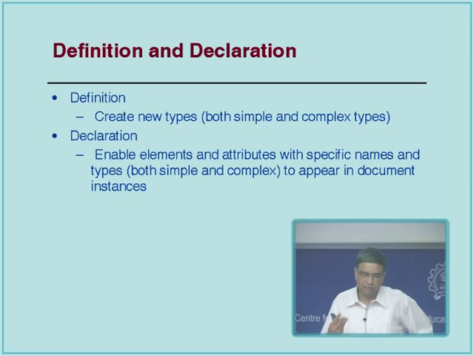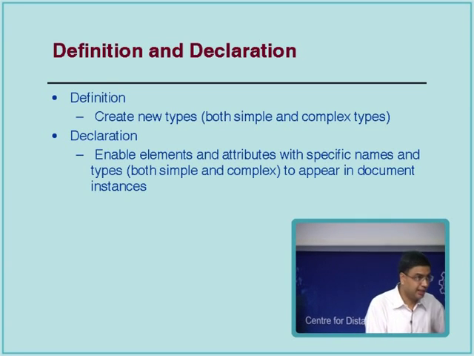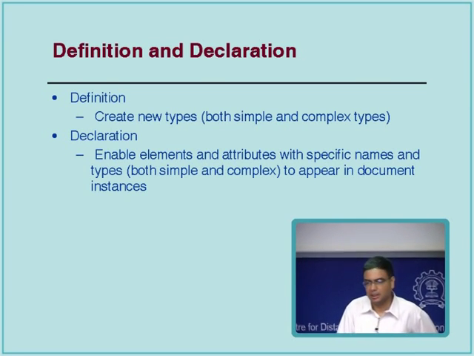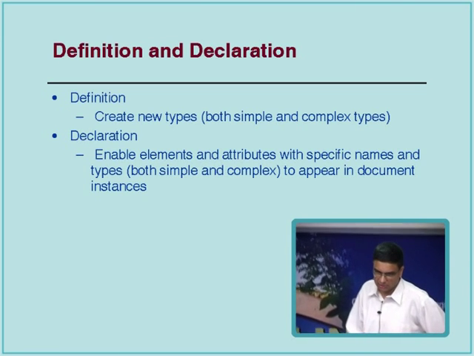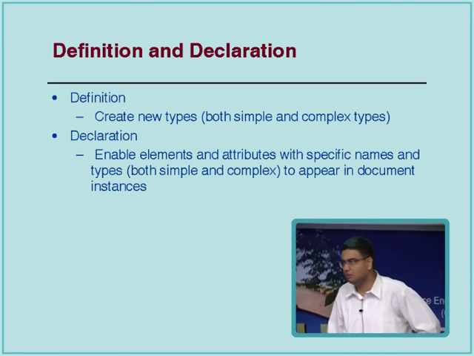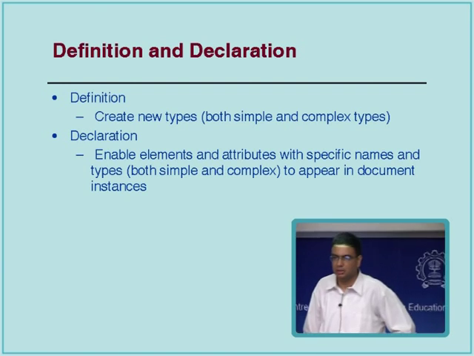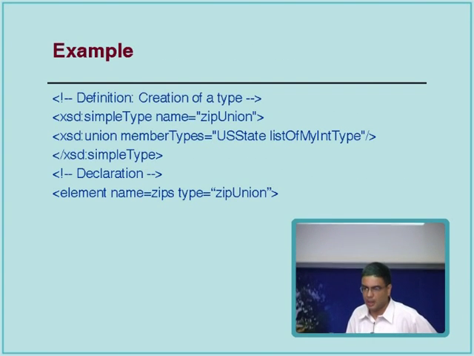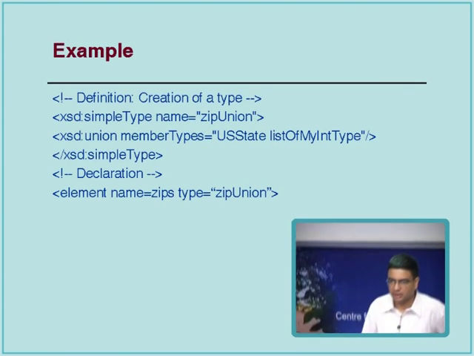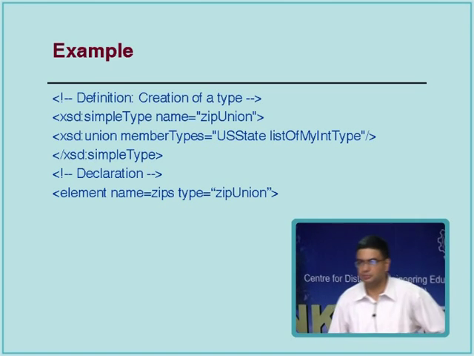Definition. So there are two things that we end up doing with an XML schema. We create new types, right? And we use these types in declarations. So creating new types is the definition, and we use these types, and that forms a declaration. Okay, here is a very quick example of this.